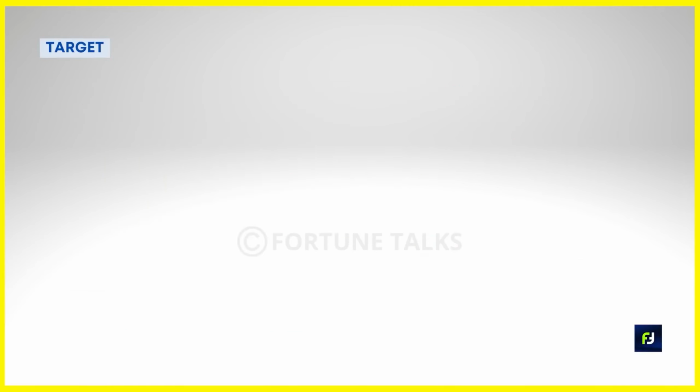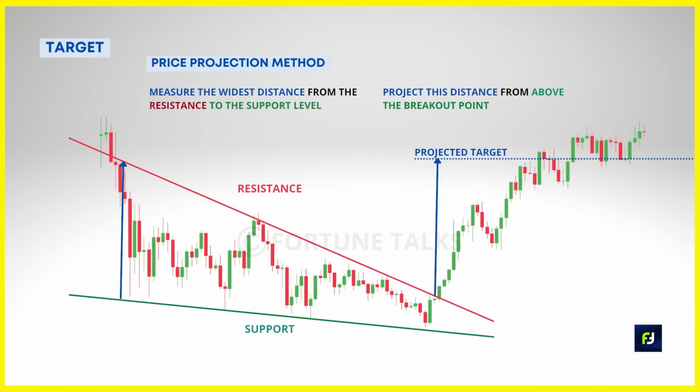Now, how to cash in your winners? One of the most common approaches is to have a predetermined profit target. The target can be measured by taking the width of the top of the wedge, or the widest portion of the wedge from the support to the resistance level, and then extending this distance upward from the trendline breakout point.